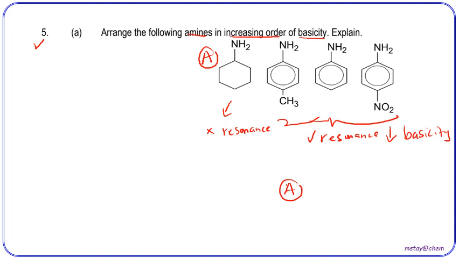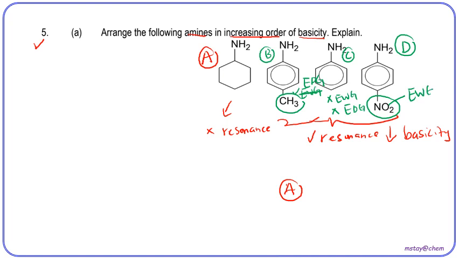Then for these three structures with the benzene ring, try to look at what's the difference. The second, B, here consists of a methyl group, and the C here does not have an EWG and also does not have an EDG. Sorry, this methyl group is an EDG, it's not an EWG. And then in this structure D, NO2 is the EWG. As we know, EWG will decrease the basicity.